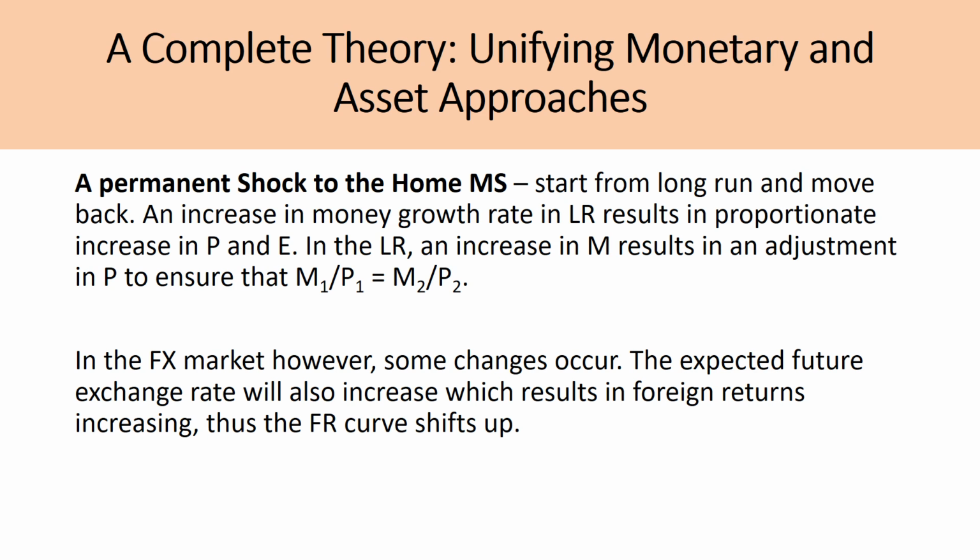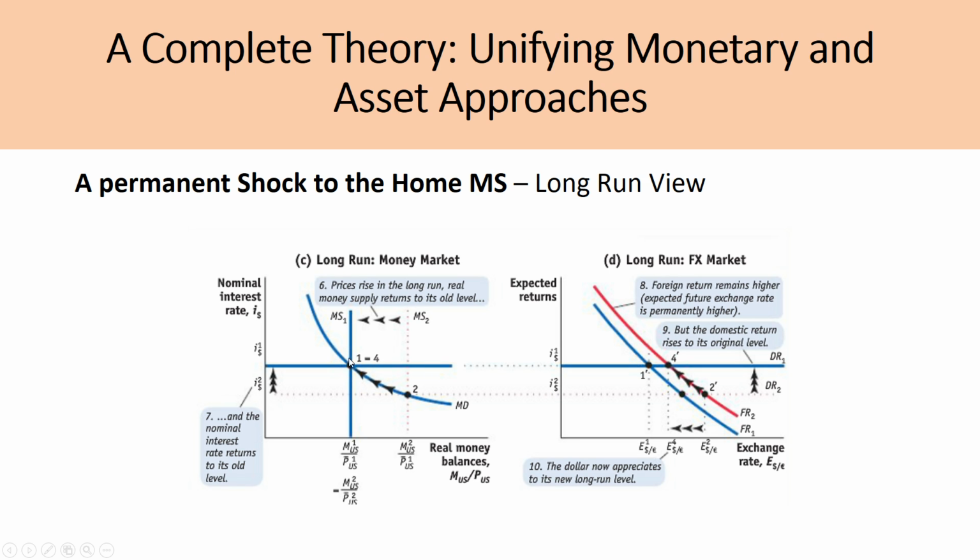So let's make sense of this. The MS curve stays the same. The MD curve also stays the same. But because of that increase, referring back to the Fisher equation, if the price level increases, the inflation rate also has to increase, and therefore the expected exchange rate will increase as well. The dollar is expected to be weaker in the future. That weaker dollar, therefore a higher future expected exchange rate, makes foreign returns more attractive, because you'll get a higher return as the dollar weakens in the future if you invest in the foreign market. Therefore, the FR curve shifts up.